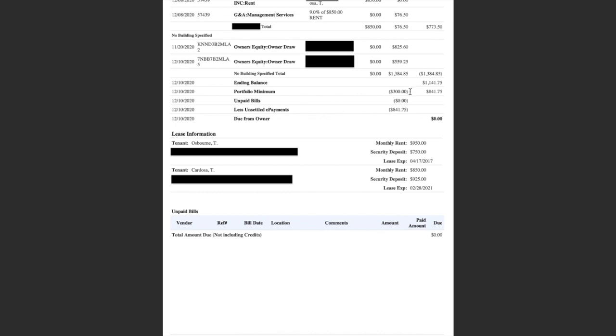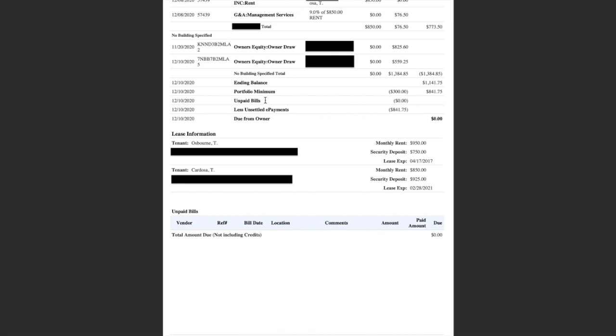The portfolio minimum is shown here. In this case, the minimum is $300. You can find this in your management agreement. So the subtotal ending balance was $1,141. Subtract the portfolio minimum, the balance is $841. It's important to remember that this $300 is still in your portfolio. It is your maintenance reserve. It is your cash. It's only being held back so that we ensure that we maintain that minimum balance in your portfolio.